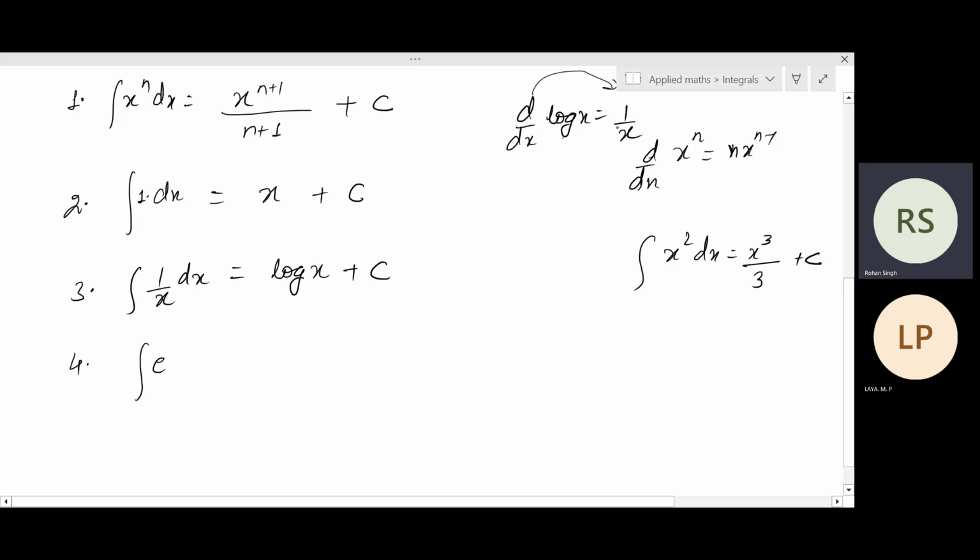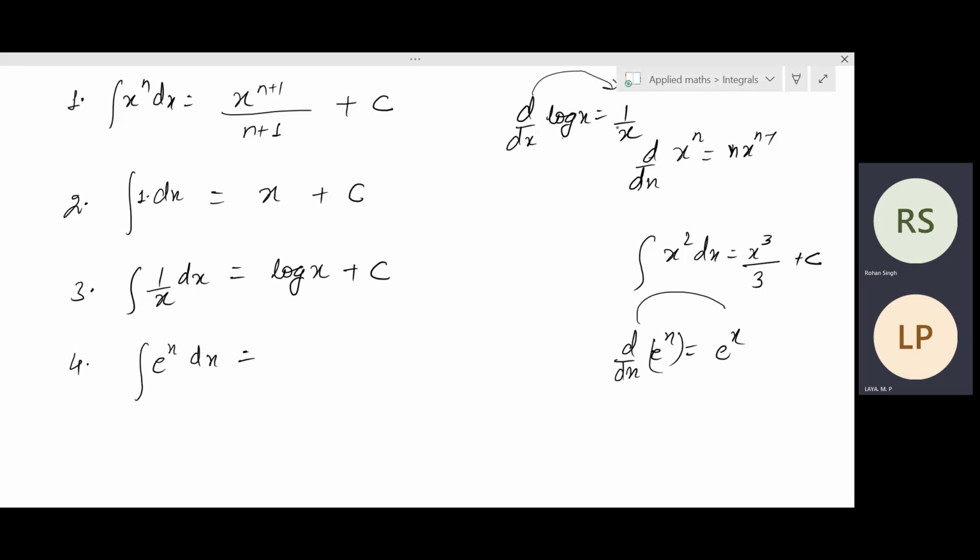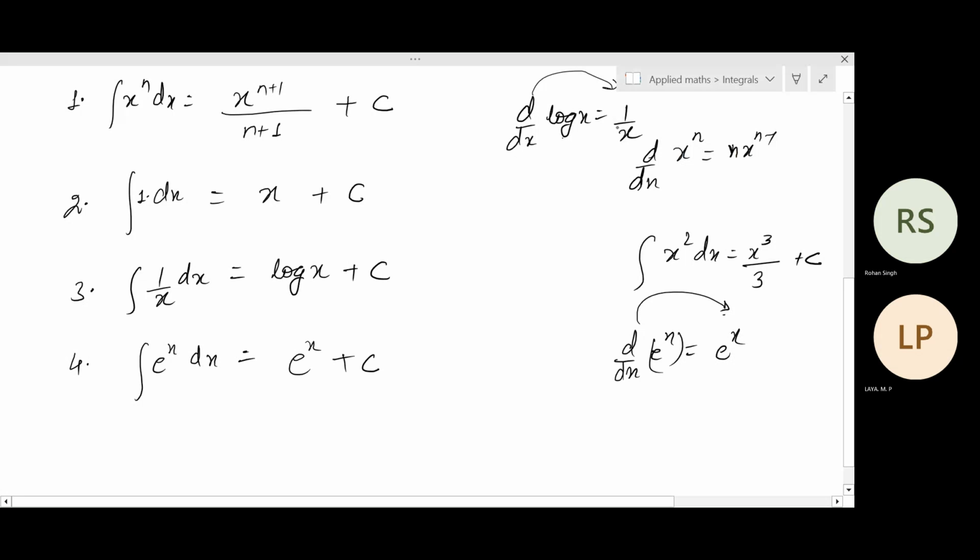Next we have e raised to the power x dx. Now e raised to the power x is a very simple function because we know that the differentiation of e raised to the power x is also e raised to the power x. So if I shift this differentiation to the right hand side, it will be the same.